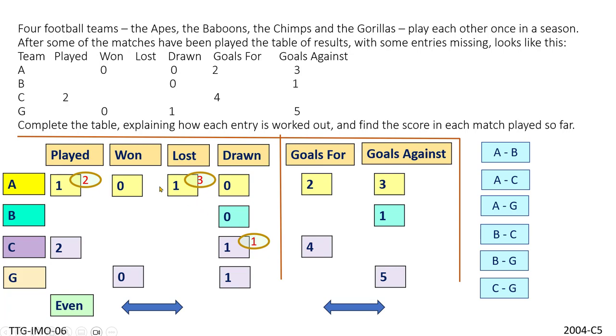Okay. Now, Team A lost a game. Against which team could it have lost? By the way, because it lost, it played only one game and lost. That loss would have occurred against which team? Could it be against B? Could it be against C or could it be against G?